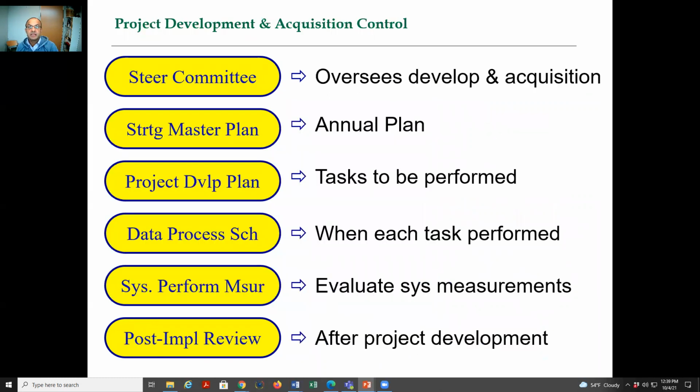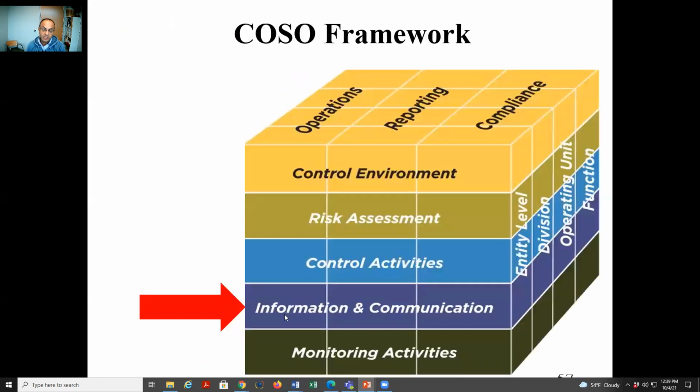And then we have different types of people who are in charge of the project development and acquisition control, starting with the steering committee, which is overseeing the development and acquisition, going down to the strategic master plan for setting up the plan, the project development plan to perform the tasks, the data processing schedule to set the time frame for each task, the system performance measure to evaluate the system, and finally a review for the project.